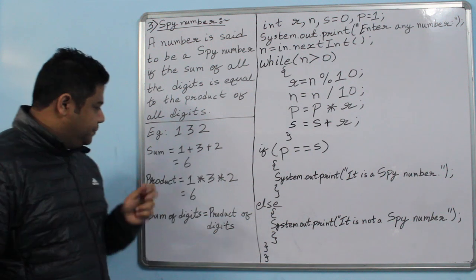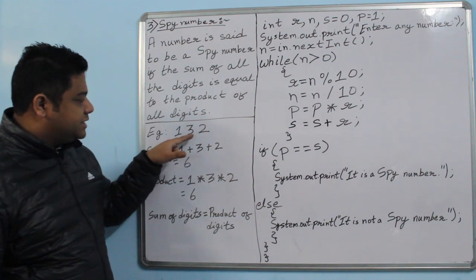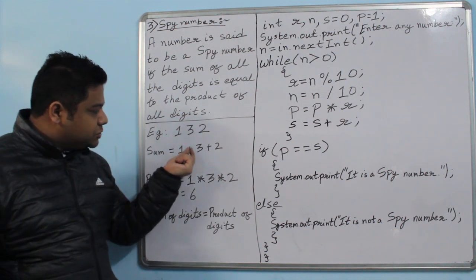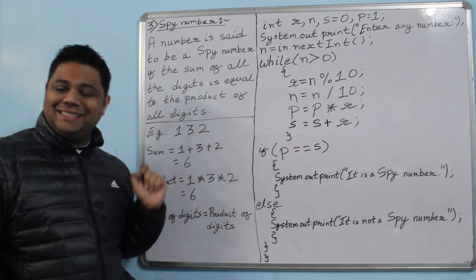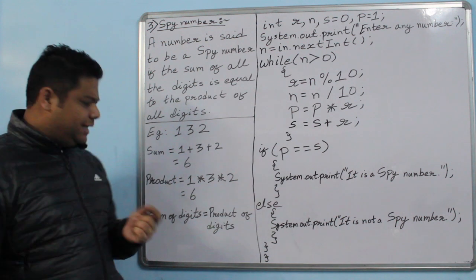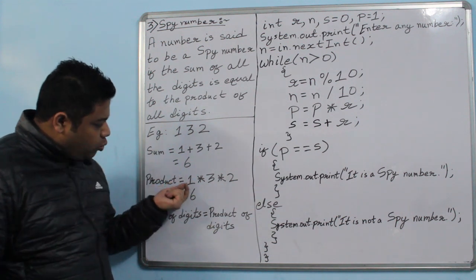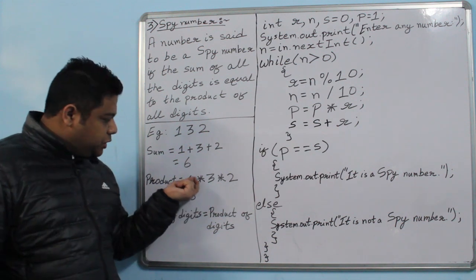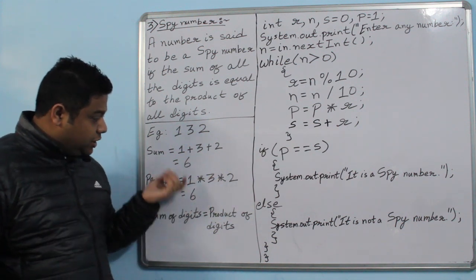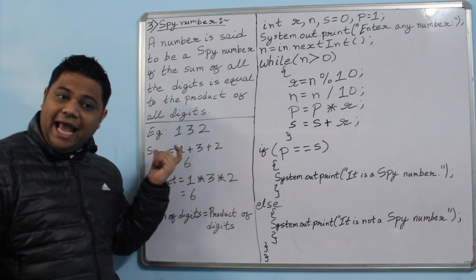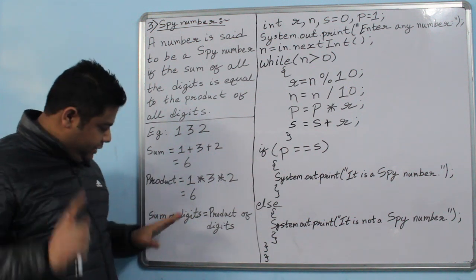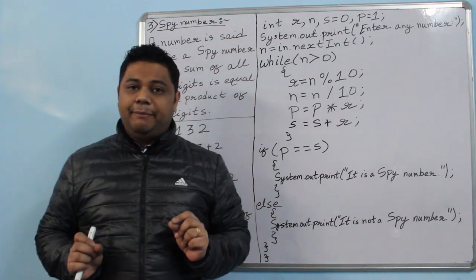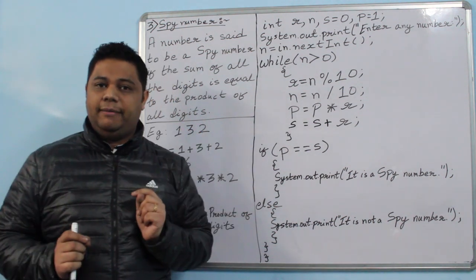Let's check one example. We have the example 132. If you find the sum of digits, 1 plus 3 plus 2 is 6. And the product of the digits is 1 into 3 into 2. I have used the same number. So 1 into 3 into 2 is 6. So you can see the sum of the digits and the product of the digits is the same. So the sum of the digits equals the product of the digits. If this happens, that means it is a SPI number.